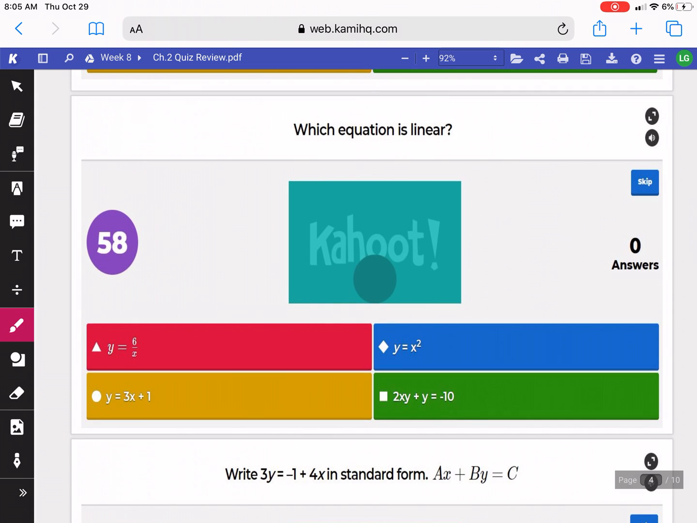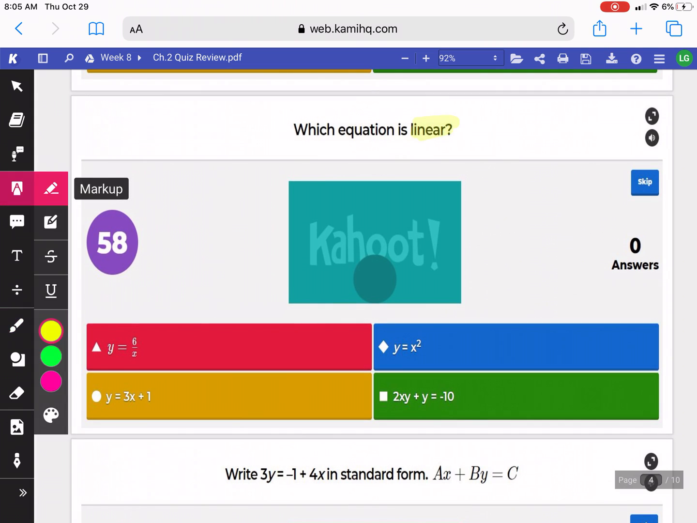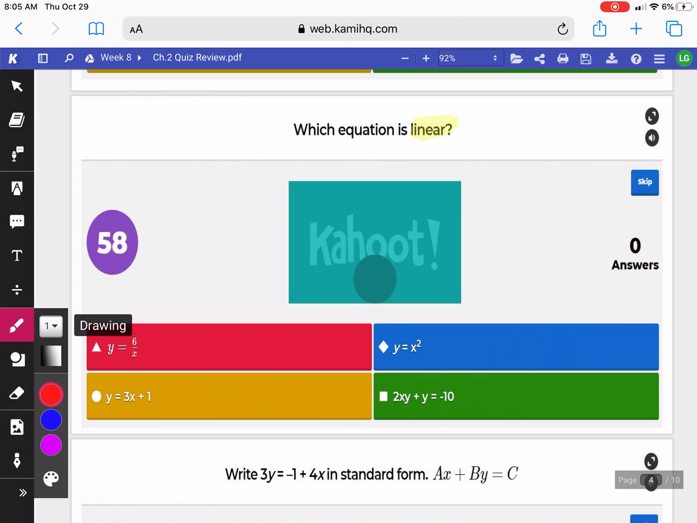Here they're asking which equation is linear. Remember, linear equations are equations that can be written in slope-intercept form, y equals mx plus b, or standard form, ax plus by equals c. If you look at the first answer choice here, this one's not linear because there's an x in the denominator. If you look at the next answer choice, it's not linear because there's an exponent. And if you look at the green one, that one's not linear because the x and y here are attached or stuck together. So the answer would be yellow, and this one's actually written in slope-intercept form.